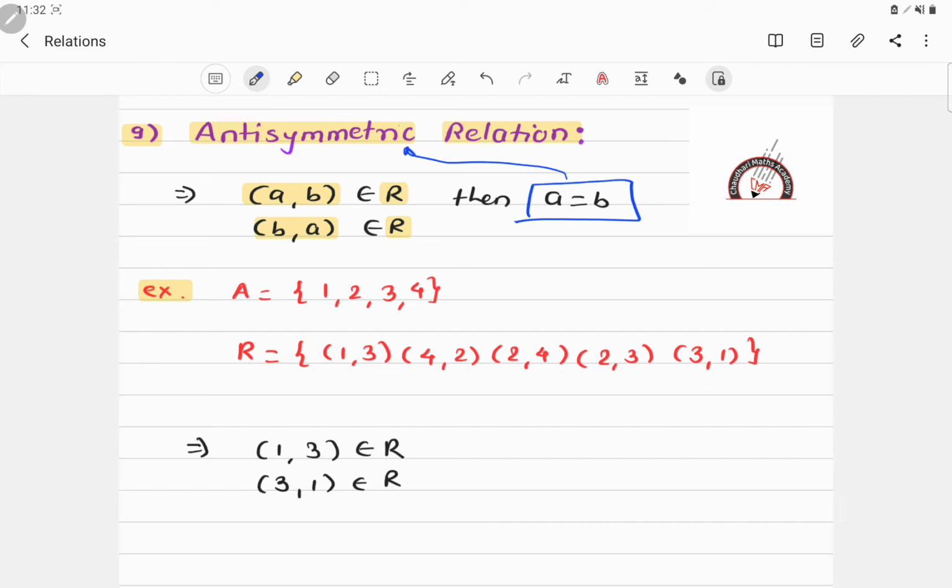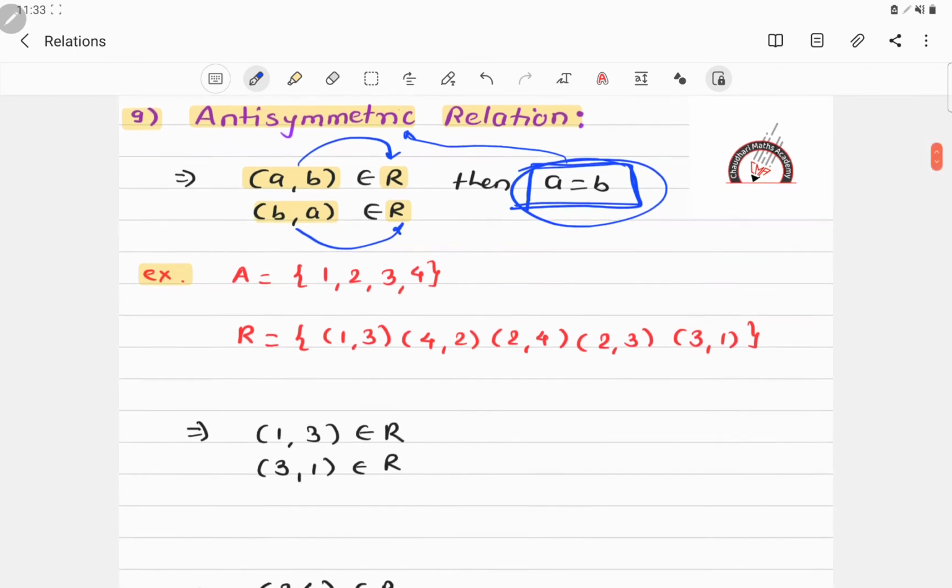We already discussed a symmetric relation, but there is a huge difference between symmetric and anti-symmetric relation. I am talking about anti-symmetric relation. Even though this A and B look different, if you change the order, these two, AB belongs to the relation, BA belongs to the relation, and if A is equal to B, then we say it's an anti-symmetric relation. So let's understand this using this example.